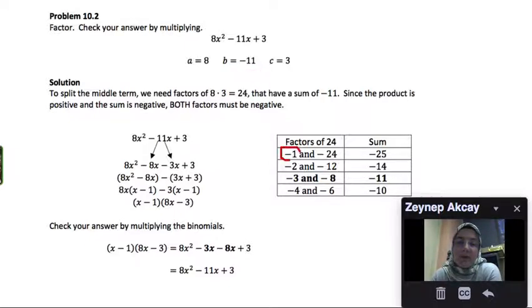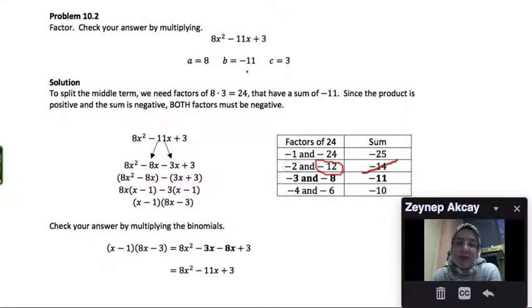And if we divide 24 by negative 1, we get negative 24. So these are 2 negative factors, whose sum is negative 25, which is not equal to negative 11. So continue with the next larger factor, which is negative 2. Divide 24 by negative 2, we find negative 12. When we add these 2 factors, we find negative 14, which is not equal to negative 11.